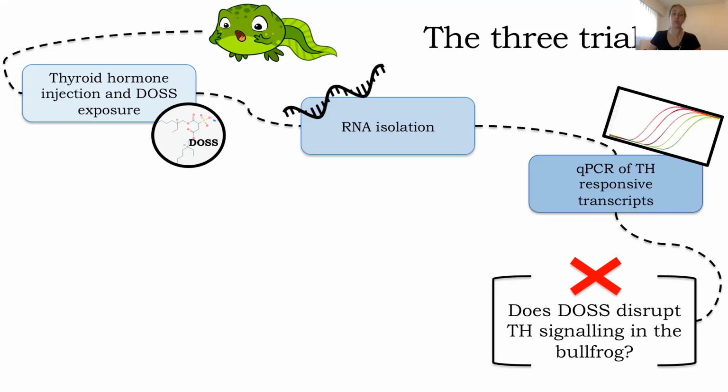First, metamorphosis was induced using thyroid hormone injections, and then he was exposed to low, medium, and high DOS concentrations that were chosen to be between the aquatic life benchmark and the FDA-approved levels for human consumption.